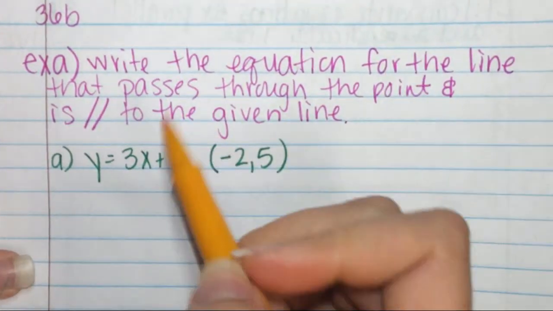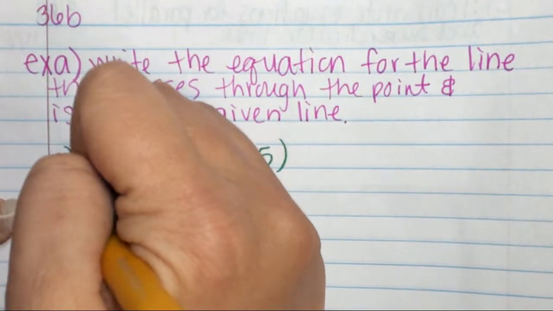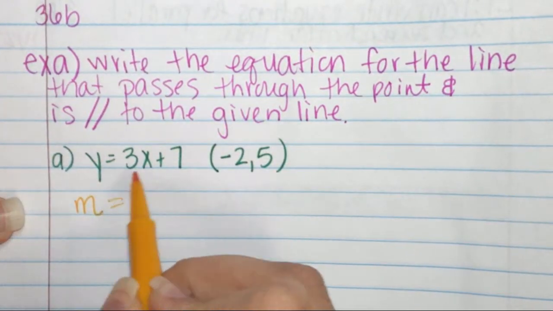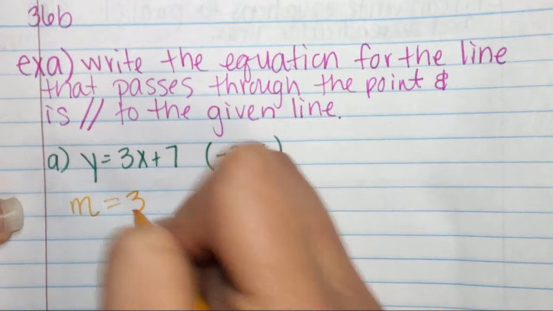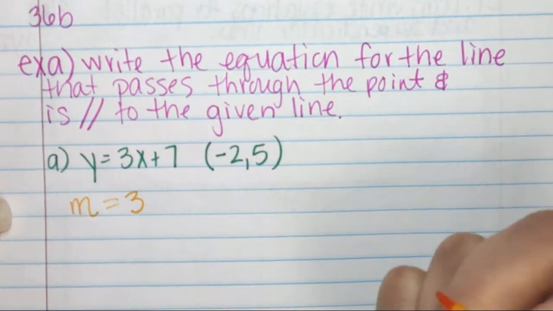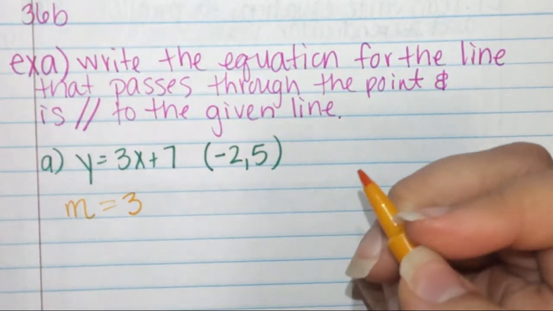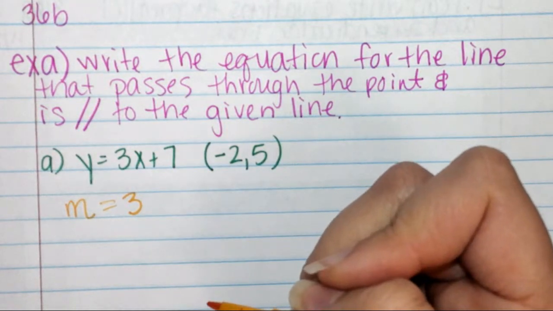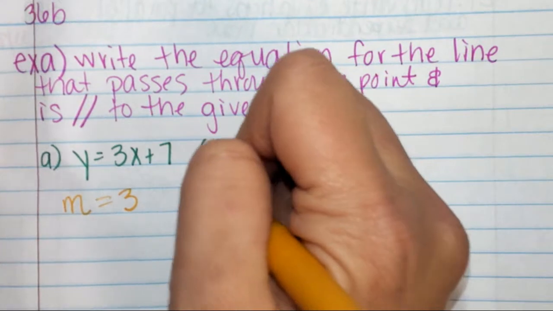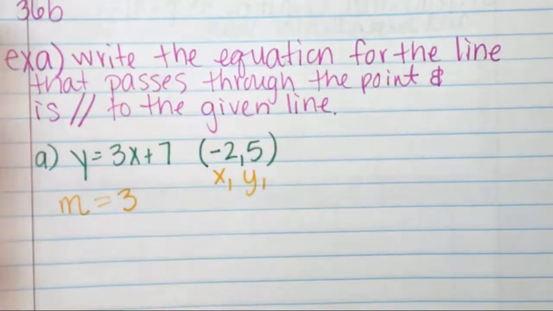Hey, if the lines are parallel, they have what? Same slope. So what's the slope of this one? 3. So what's our new slope going to be? 3. Fantastic. Wait a minute. All we did was find our slope. That's all we did was look at the number in front of x and found our slope. And since they're parallel, it's the same slope. So this is x1, y1.